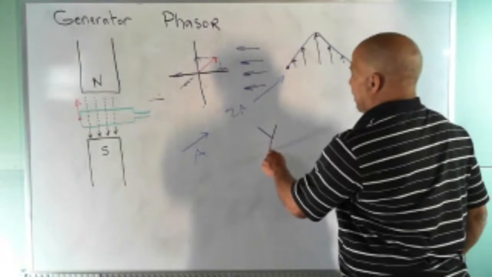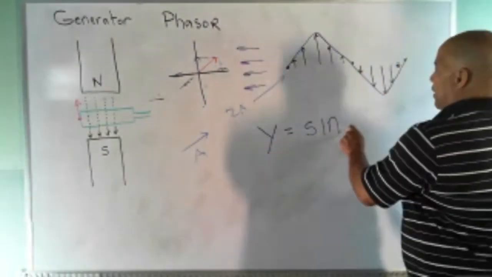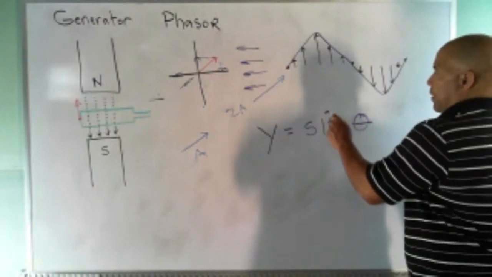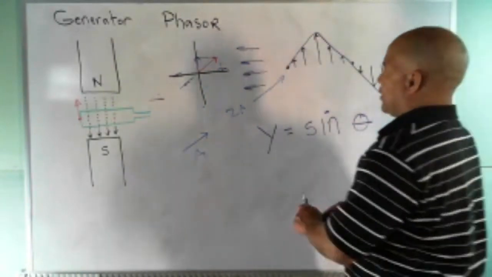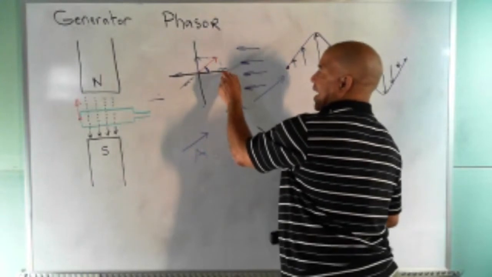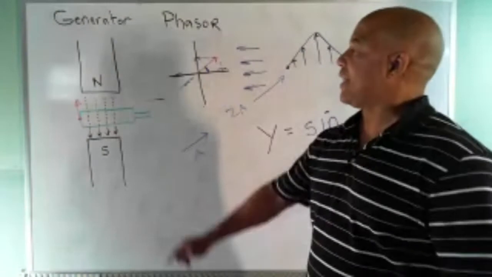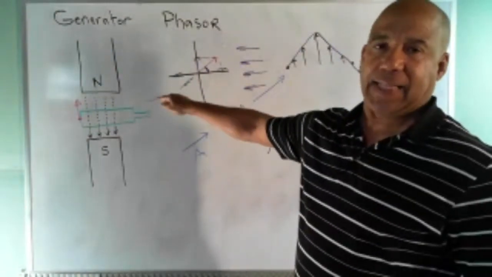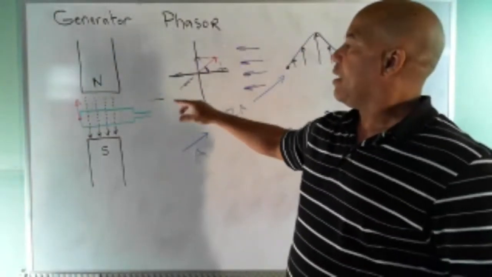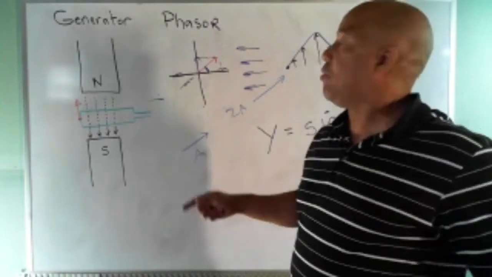y equals sine theta, where theta is this angle right here between the positive x-axis and where the phasor is. So what we want to do is predict the voltage I would get out of that machine. I know, based on Faraday's law, I can get voltage out, but what does the voltage look like? Well, now we know it's a sine wave.